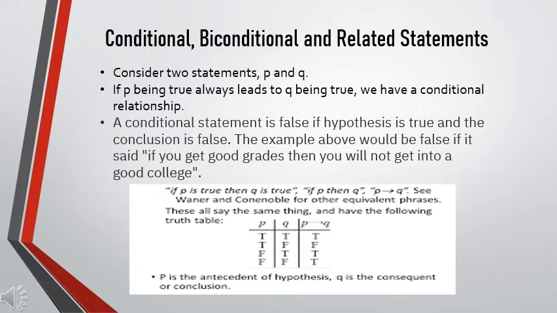If P is true, then Q is true. If P then Q, P implies Q, and other equivalent phrases all say the same thing and have the following truth table. P is the antecedent or hypothesis. Q is the consequent or conclusion.